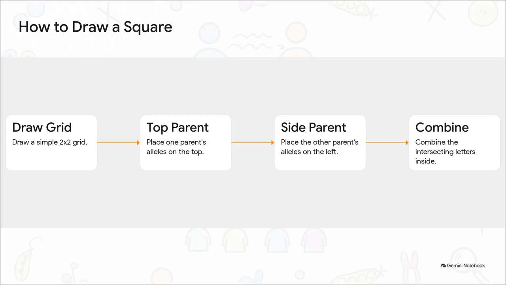First, you just draw a simple 2x2 grid. Then you take one parent's genotype, let's say they're heterozygous, meaning they have a capital T and a lowercase t, and you place those alleles across the top. Third, you take the other parent's alleles, let's say they're also heterozygous, big T, little t, and place them down the left side. Finally, the fun part. You just combine the letters that intersect in those four inner boxes. That's it. That predicts the potential genotypes of the next generation.